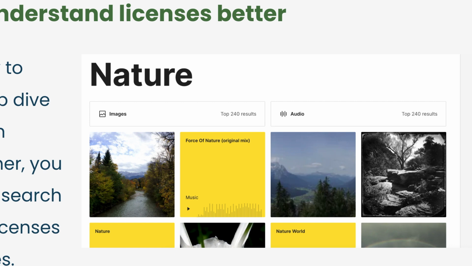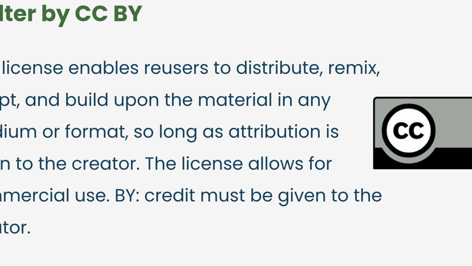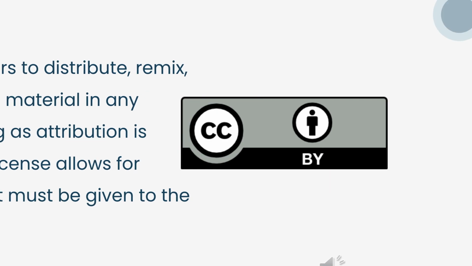And in your document, you can say what images were retrieved for you, and at the same time what each of the licenses mean. So we are going to go through all of them. First, we are going to filter by CC BY. This license enables reusers to distribute, remix, adapt, and build upon the material in any medium or format, so long as attribution is given to the creator. The license allows for commercial use. BY means credit must be given to the creator. You can see it by this type of tag.